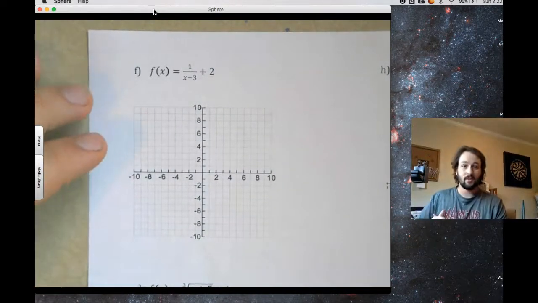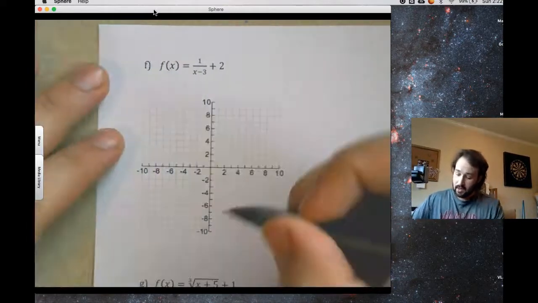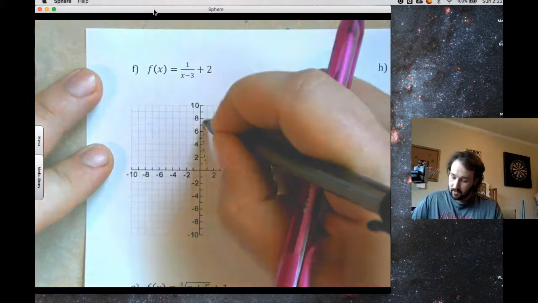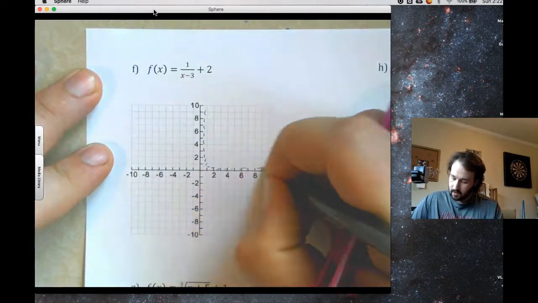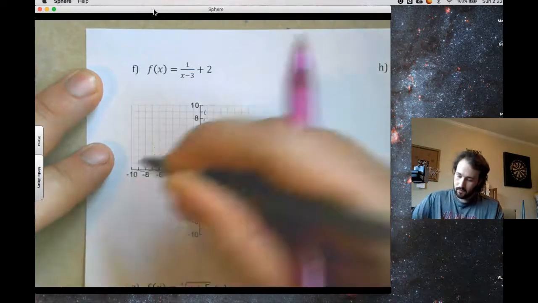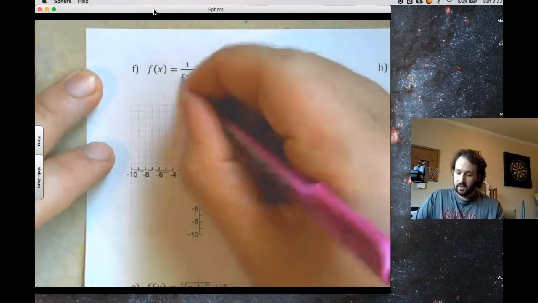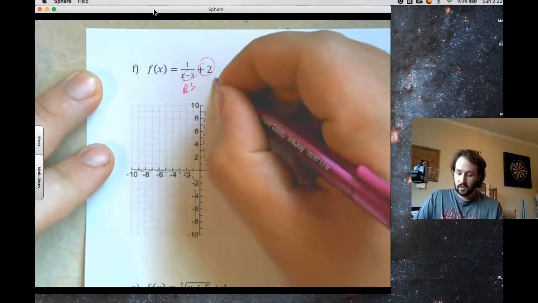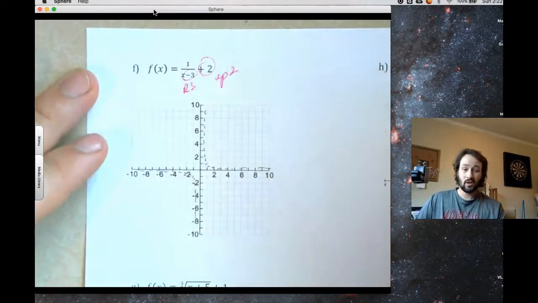All right, so I notice I have a reciprocal function because the x is in the denominator. So I think of my reciprocal parent function, which looks something like so. So now this plus 3, do the opposite with your x. And then the plus 2, do the same with your y, so we'll move it up 2. So we'll move it to the right 3 and up 2.